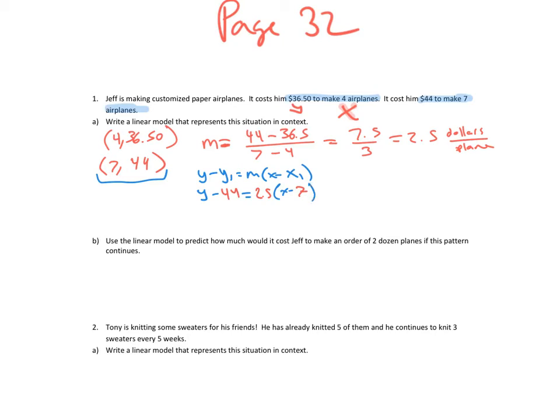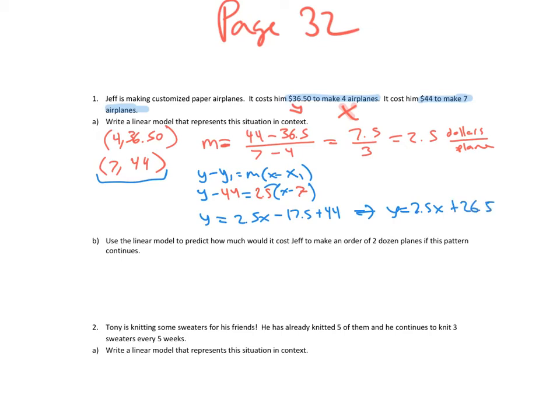And then I will put this into slope-intercept form. So we'll have y equals 2.5x. I'm just distributing the 2.5. So then I have to do that times 7, and I get minus 17.5. But I'm adding 44 to that because I added 44 to both sides. So we get y equals 2.5x plus 26.5.